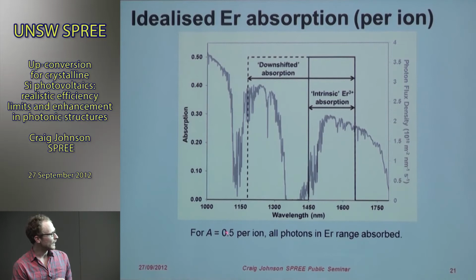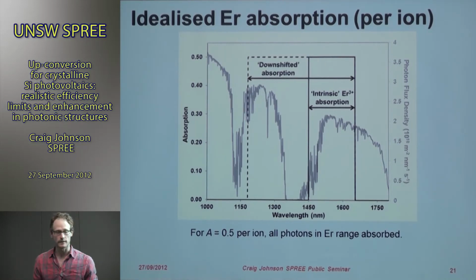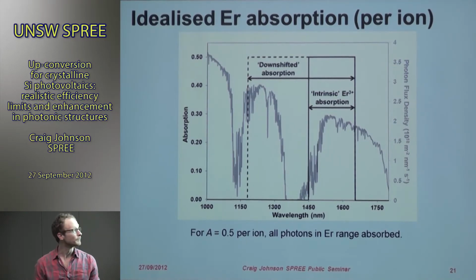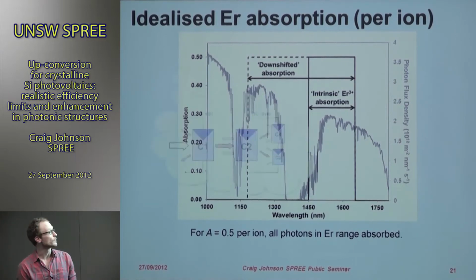The point is that at 0.5, an absorption of 0.5 per ion, every single photon in the sub-band gap spectrum is absorbed. Because they overlap, a single photon of, say, 1500 nanometers, when it's guaranteed to be absorbed, will either be absorbed in one erbium ion or the other. So a 0.5 absorption actually corresponds to complete absorption.